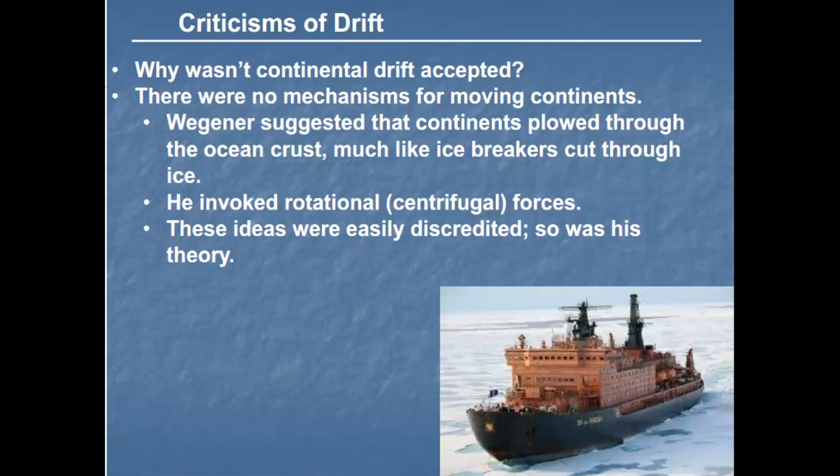So now let's look at why this idea wasn't accepted. Number one, Wegener had no mechanism to explain why continents move. Instead, Wegener suggested that continents plowed through the ocean crust much like an icebreaker cutting through ice. He invoked a rotational or centrifugal force. However, such ideas were easily discredited, and so was his theory. So at the end of the day, everybody basically decided not to believe what this guy had to say.